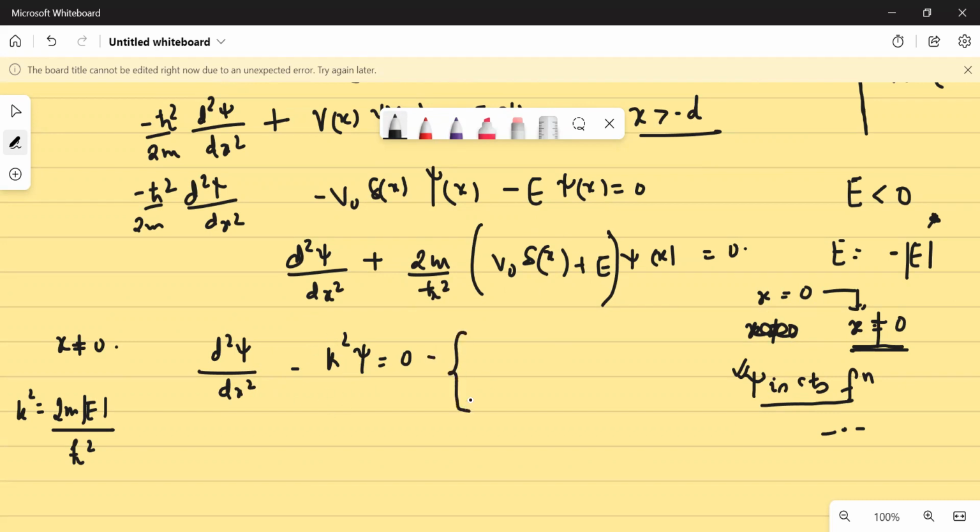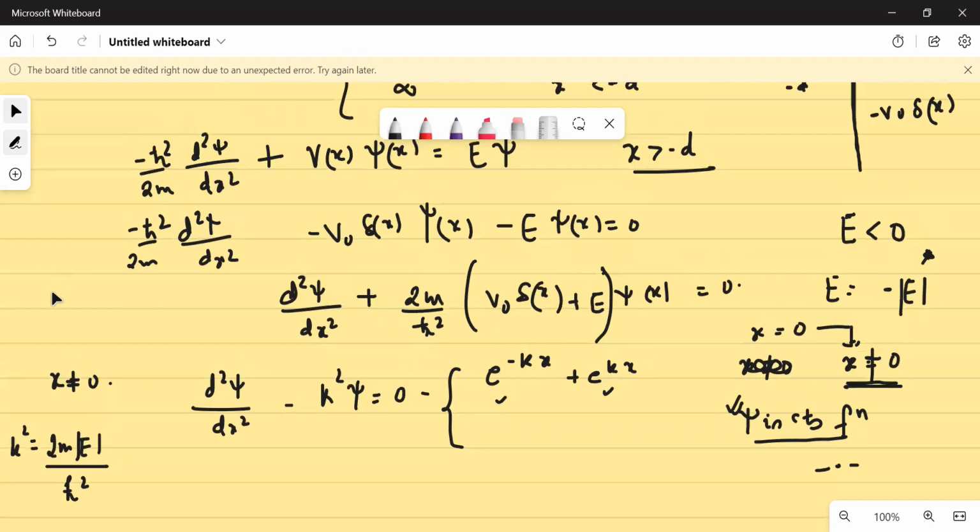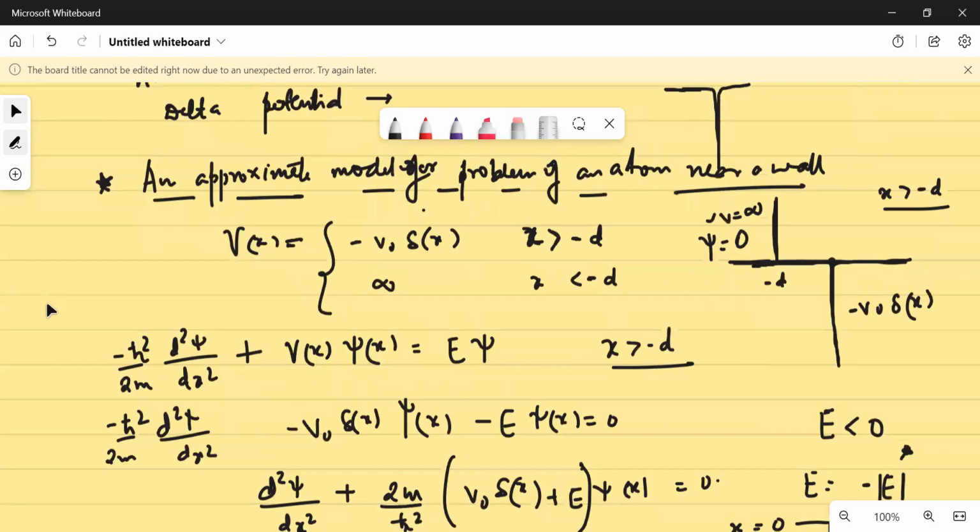And from the theory of differential equations, you know that this solution contains e to the power kx and e to the power minus kx. Both of these terms are contained. I think this is clear to you. Now, sir, what is the system, sir? Once can you please tell?